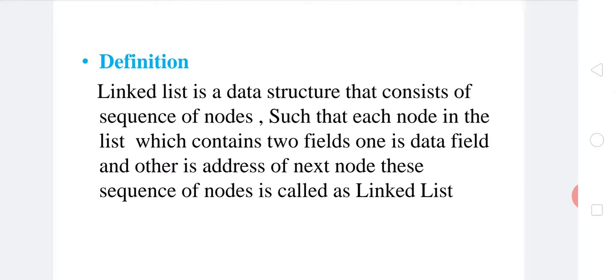Like arrays, linked list is a linear data structure. Unlike arrays, linked list elements are not stored at contiguous memory locations. Actually, when we store elements in an array, we store all the elements in continuous memory locations. But in a linked list, elements are not stored at contiguous or continuous memory locations. The elements are linked using pointers.